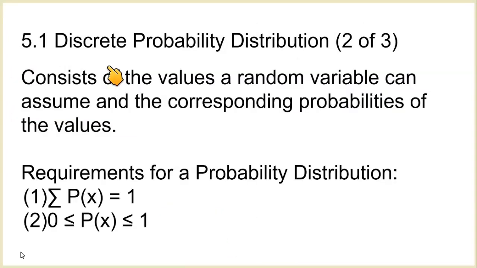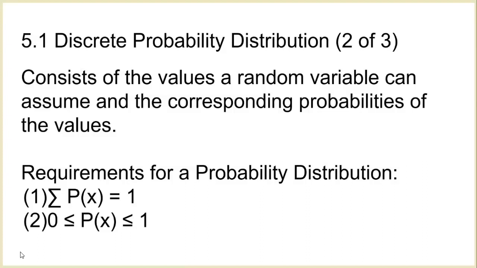So for a probability distribution, we look at two requirements, and these two requirements we actually spoke about in Chapter 4 when we talked about probability rules. The first requirement for a probability distribution is that the sum of the probabilities equals 1. And the second requirement is that each individual probability for the event that we look at is between 0 and 1. So these two requirements are what we previously looked at in Chapter 4. But now we're applying those requirements to a discrete probability distribution.